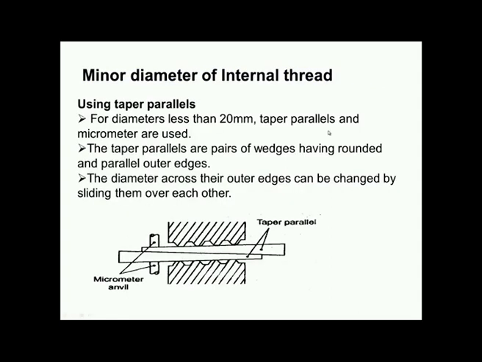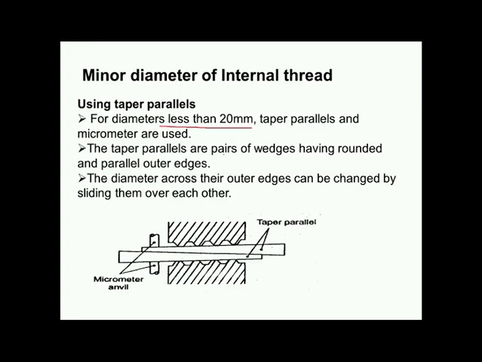Now, how do we find the minor diameter of internal thread? For that, two methods are suggested. The first method is using taper parallels. This is used when the diameter is less than 20 millimeter. So, taper parallels and micrometer are used for measurement of internal thread.